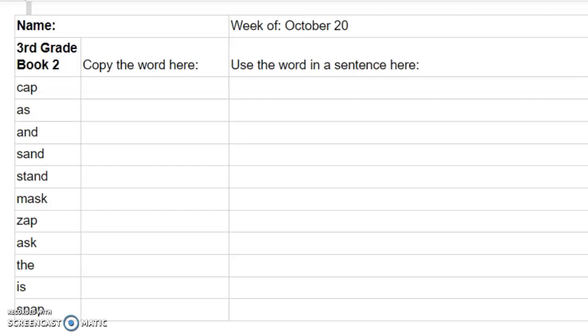Remember our sentences again. We're writing good sentences with at least 5 words in them, starting with a capital and ending with a period. I can't wait to see them all.